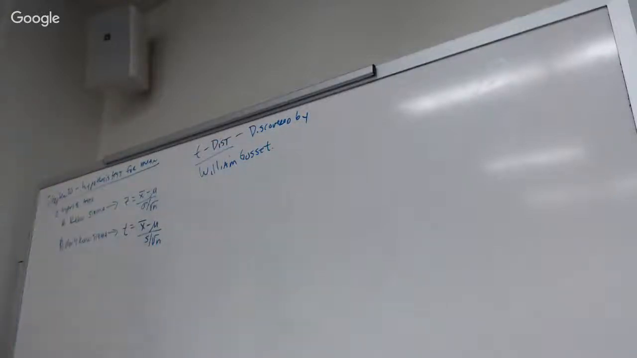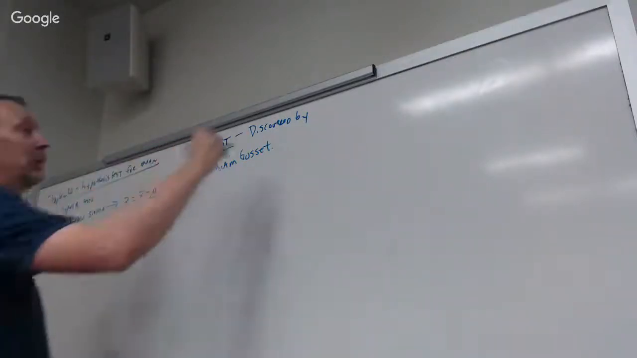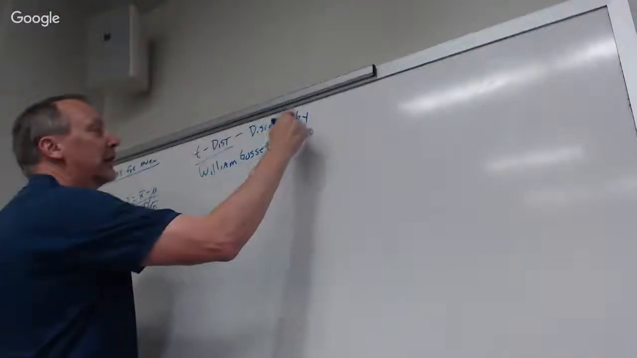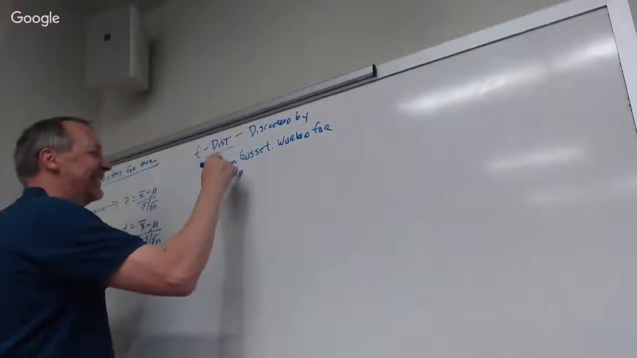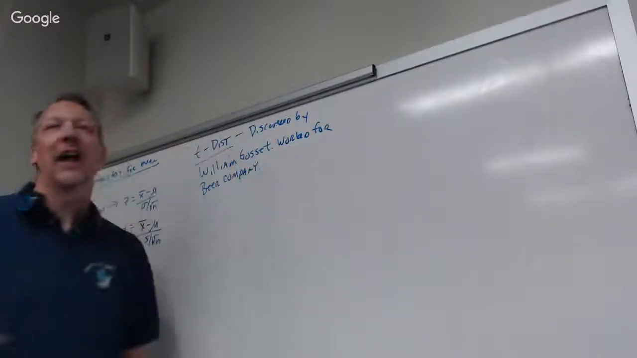Okay? Now, here's the interesting thing. You know, yesterday was Pioneer Day, or as Jordan says, Pie and Beer Day. Now, the only reason I bring that up is because, believe it or not, William Gossett worked for a beer company. Okay? And he initially published this with a pseudonym, which was Student T. That's why we call it the t-distribution, but it was discovered by William Gossett.